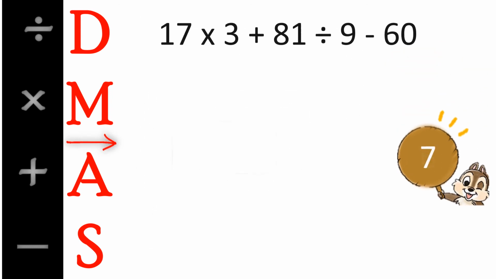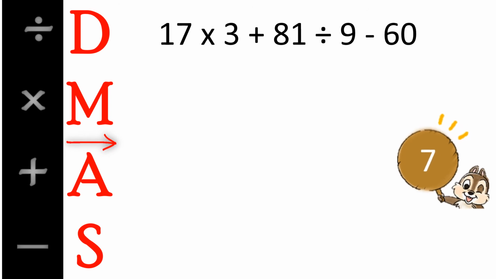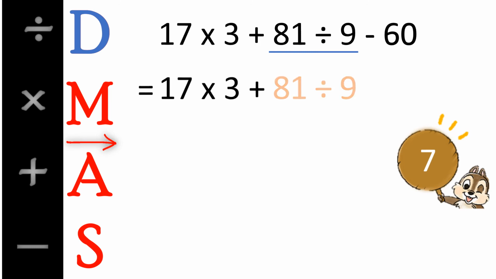Let us solve one more question. Question number 7. 17 multiply by 3 plus 81 divide by 9 minus 60. Now tell me, according to DMAS, what we have to do first? Yes, division. So write 17 multiply by 3 and plus sign as it is and divide 81 by 9. We get 9. Then write minus 60 as it is. Now we have 17 multiply by 3 plus 9 minus 60.